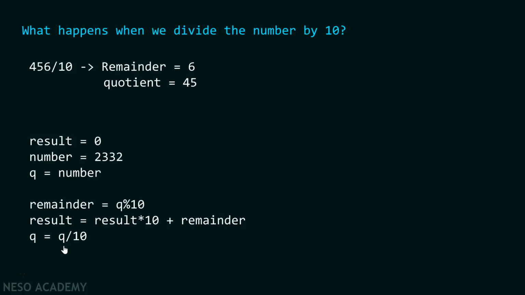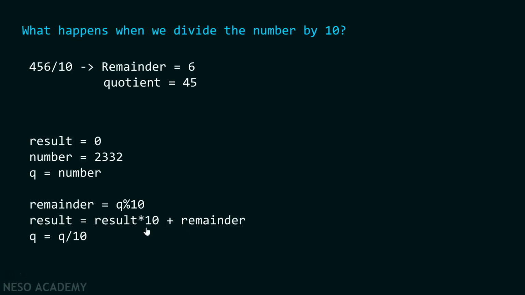Now what is the next step? We again divide q by 10 and store the remainder. As q is 233, therefore remainder variable will contain 3. Right? Now what is the next step? We simply multiply result by 10 and add remainder to it. As result variable contains 2, we multiply 2 by 10 and add 3 to it. Now the result contains 23.